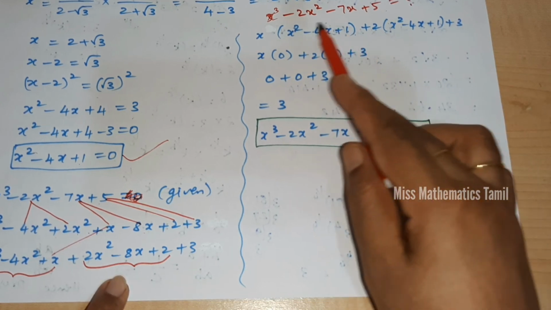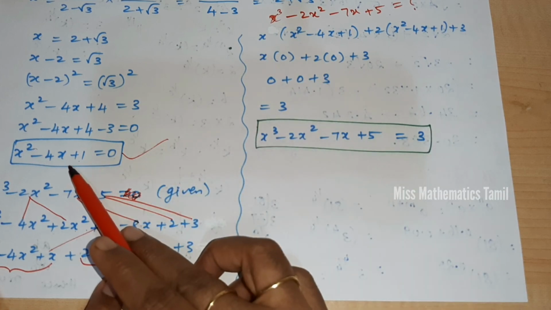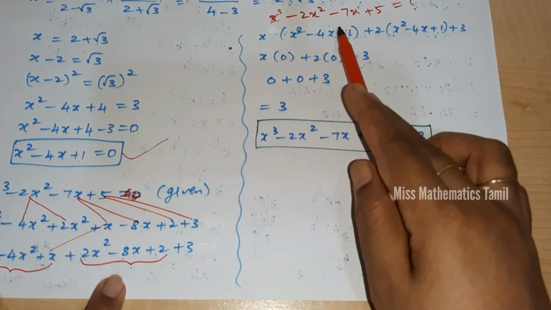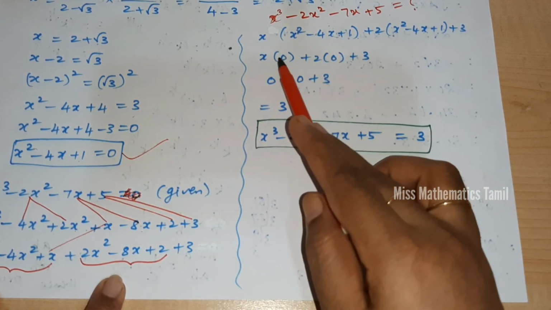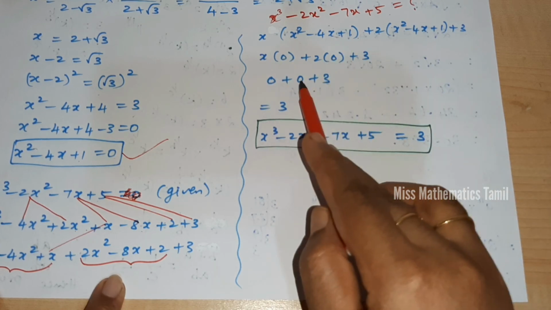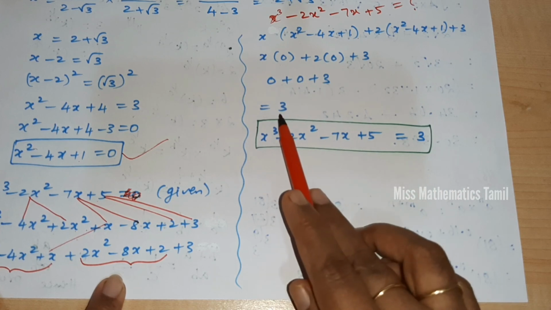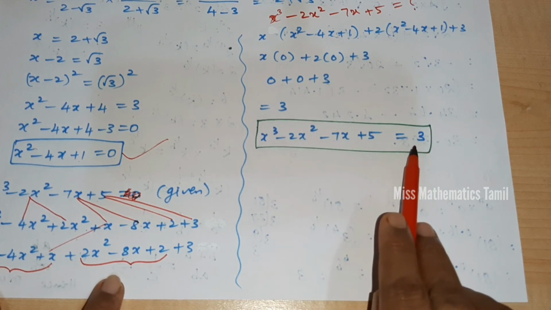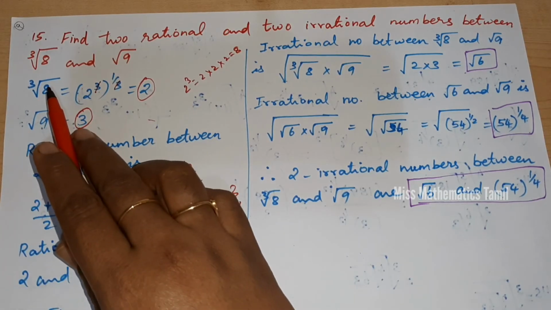So instead of this, already we know the answer for this is equal to 0. So I am applying this value as 0. So x into 0, 0, 2 into 0, 0, plus 3. So what is the answer? 3 is the answer.